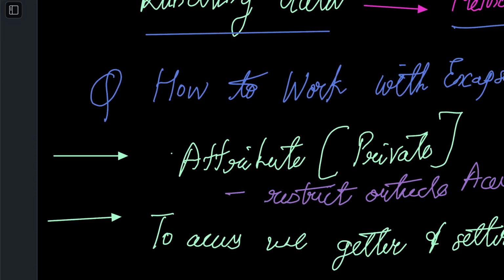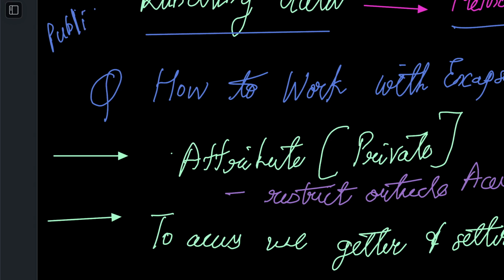So the way that we do this is we use something called access modifiers. Now these access modifiers basically prevent access. So you have public, private, and protected.